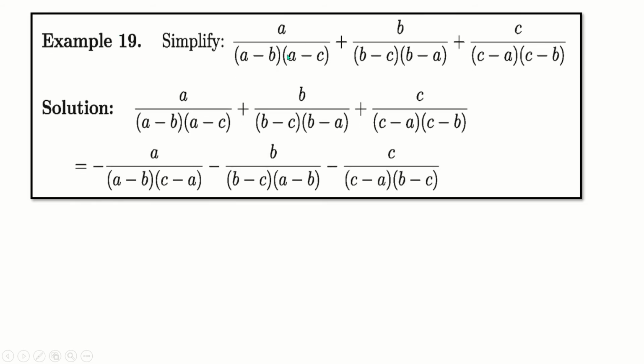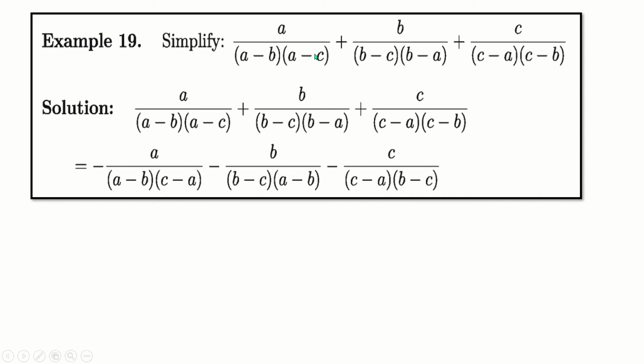Example 19. Simplify a divided by (a minus b) into (a minus c), plus b divided by (b minus c) into (b minus a), plus c divided by (c minus a) into (c minus b). This is the given condition. Here the factors are of the form a minus b, b minus c and c minus a. This is a cyclic form.